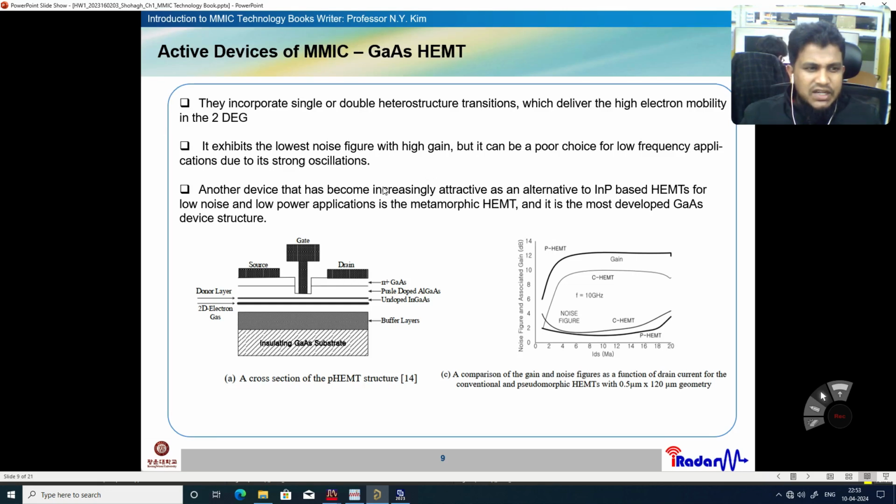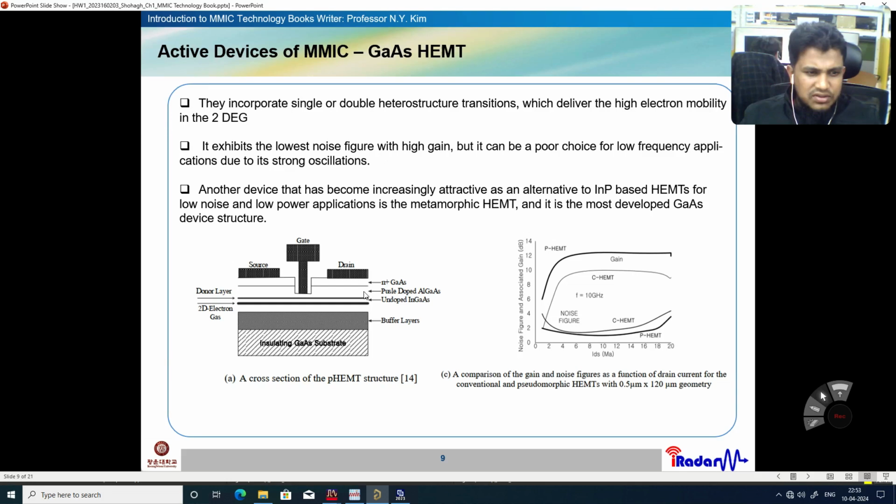Another device that has become increasingly attractive as an alternative is indium phosphide based HEMTs for low noise and low power applications, the metamorphic high electron mobility transistor. It is the most common gallium arsenide device structure. Here is the cross-sectional view of the high electron mobility transistor. The bottom layer is a gallium arsenide substrate, so that's why its name is gallium arsenide high electron mobility transistor. This is also a transistor, and we already know the three ports: source, drain, gate.